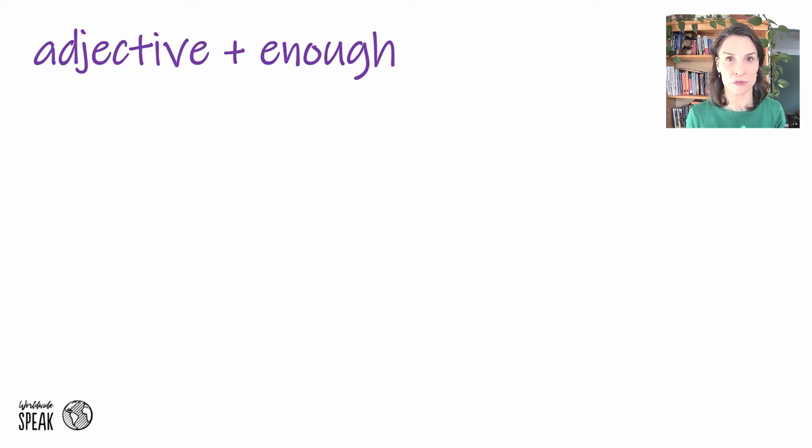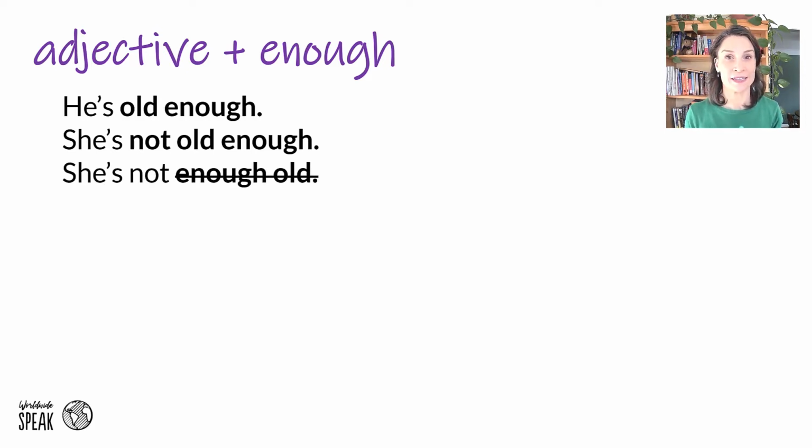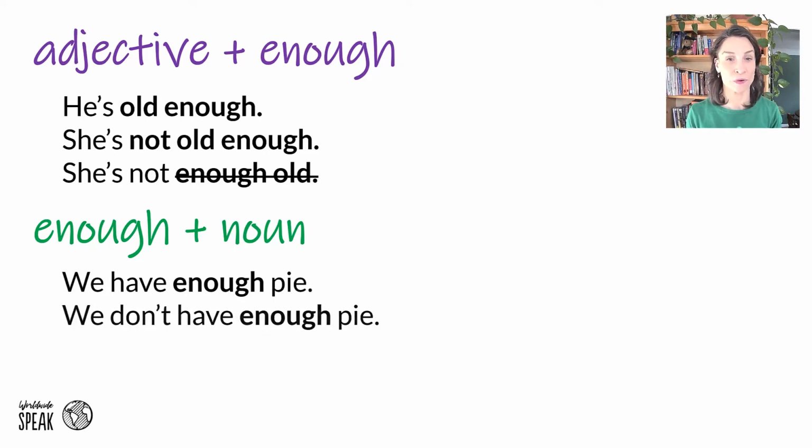So just to review the structure with enough, we use an adjective plus enough like this. He is old enough, or she is not old enough. We often use this negative form, but we don't say it like this, and this is a common mistake that students make: she is not enough old. Here's where it's confusing. We use enough in front of a noun. We have enough pie, or we don't have enough pie. So just to review, we use an adjective plus enough, and then we use enough plus a noun.